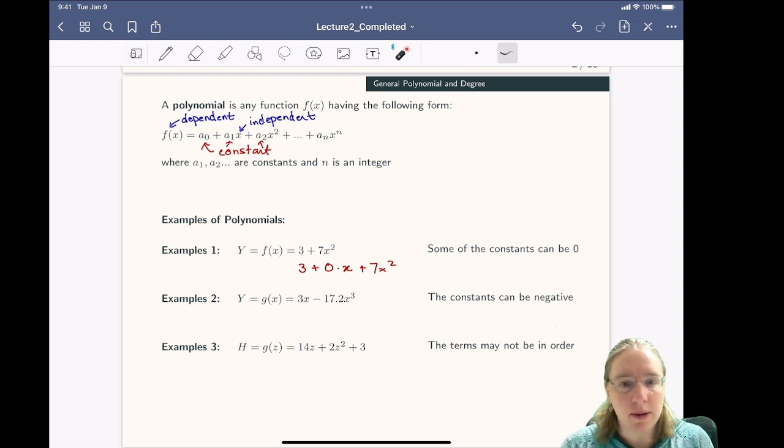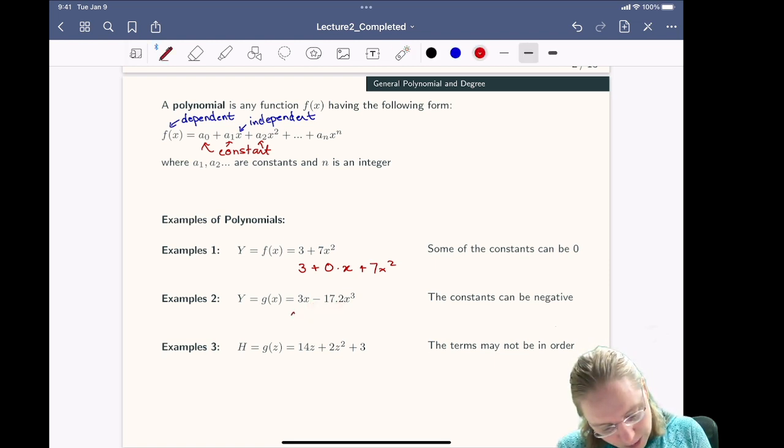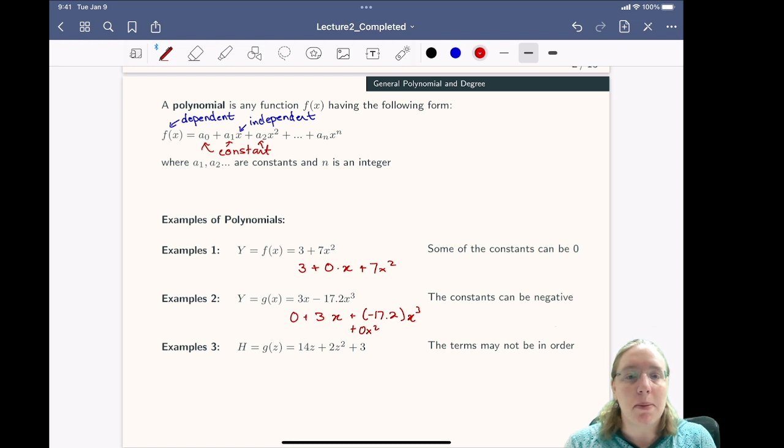All right. Similarly, the constants can be negative. So the constant is everything, including the plus or minus sign. So here we have 0. So once again, a 0 constant plus a positive 3x plus a minus 17.2x cubed. And there's actually a plus 0x squared in there as well. So that minus is included in the constant, and this is important when, for example, evaluating the quadratic equation to find the roots of a quadratic, which is a special polynomial.